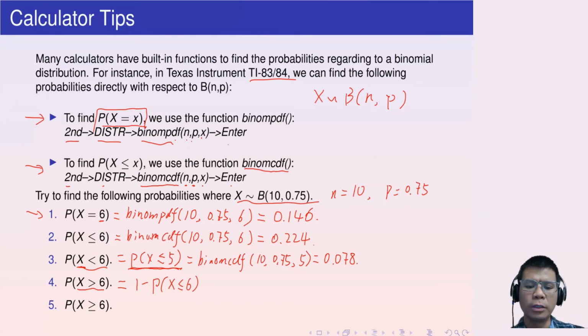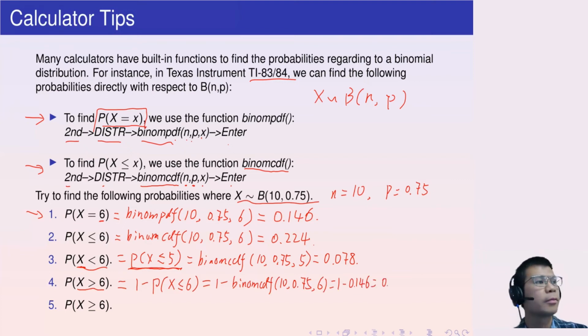Therefore, this equals 1 minus binomcdf of 10, 0.75 and 6. It's 1 minus 0.224, which equals 0.776.